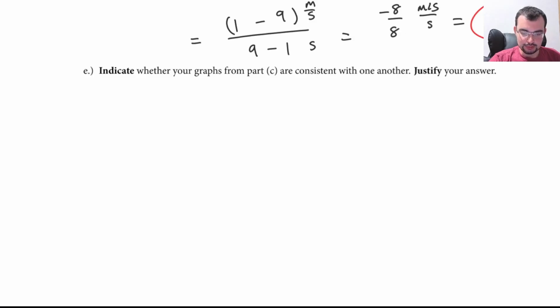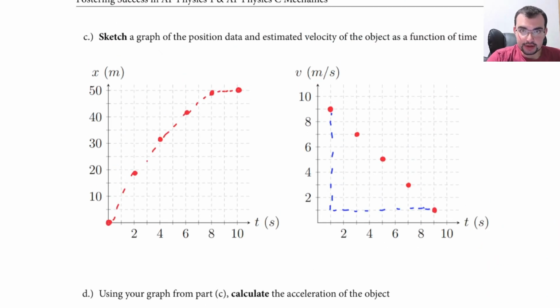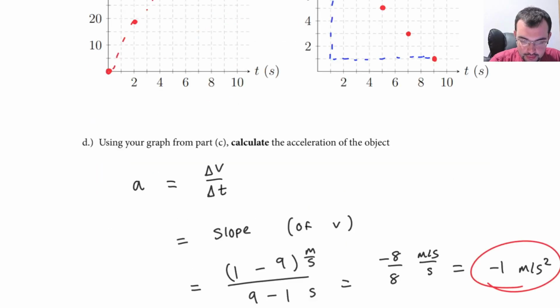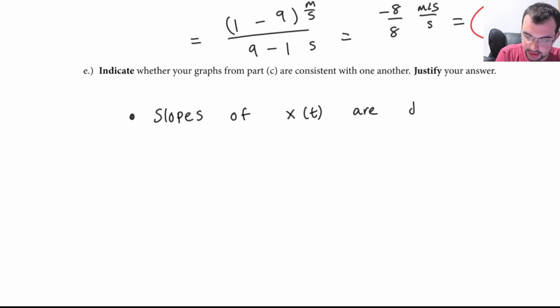Are your graphs from part C consistent with one another? Justify your answer. Well, if we did everything right, the answer should be yes to these questions. So we see that the slopes of x are decreasing.